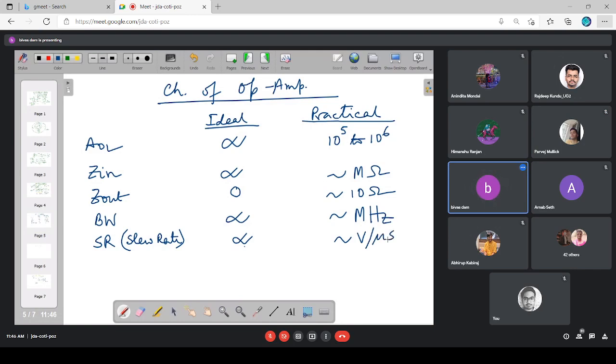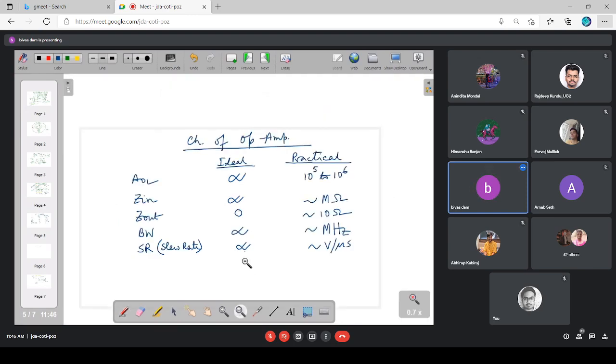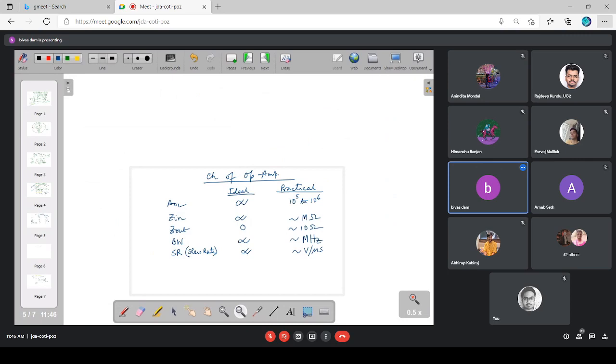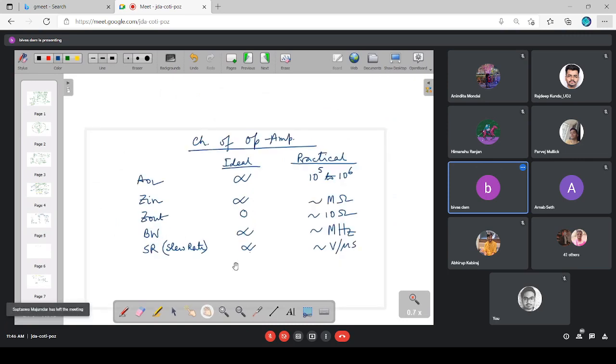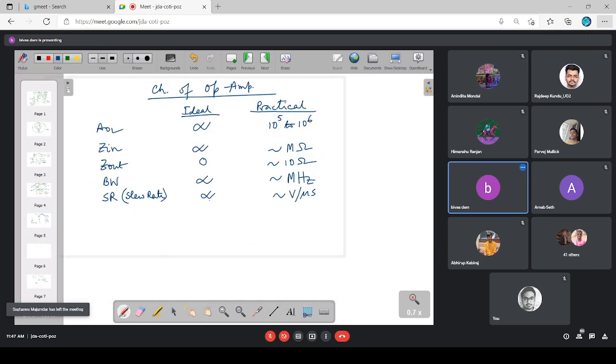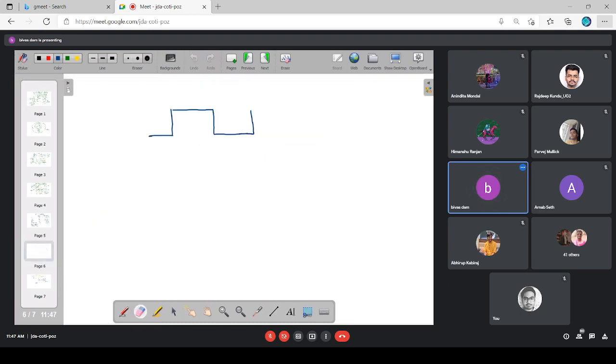Fine. Next is input offset voltage, VIO. Now, what do we mean by input offset voltage?